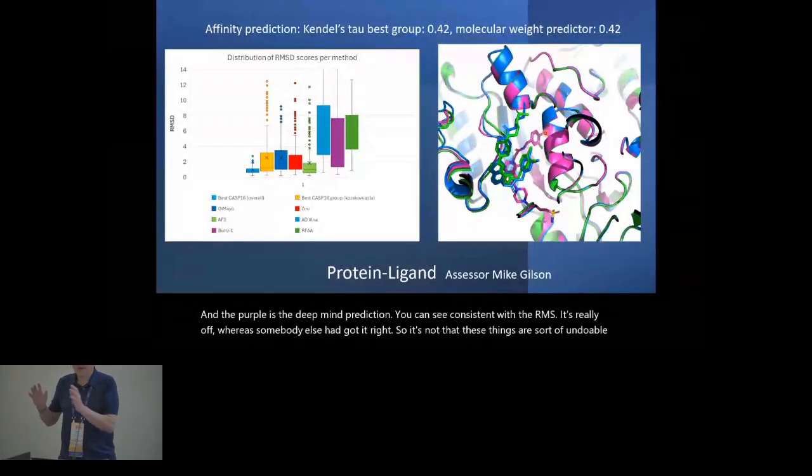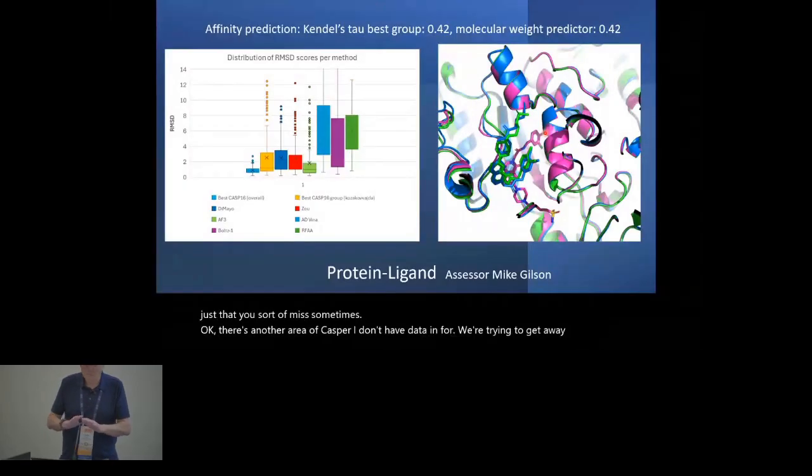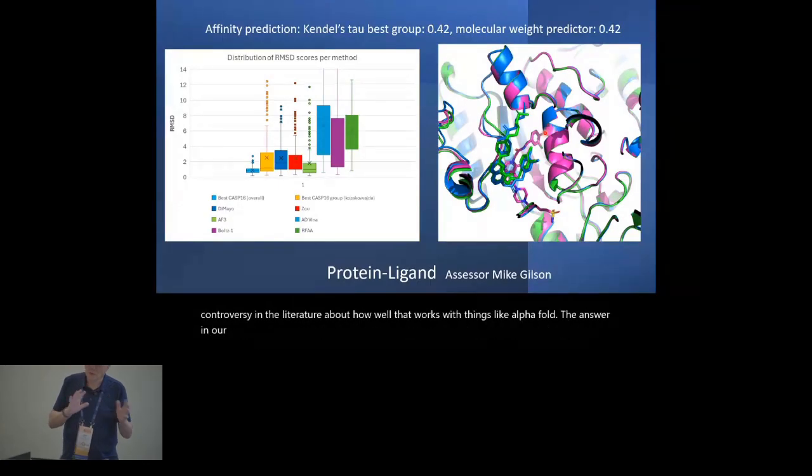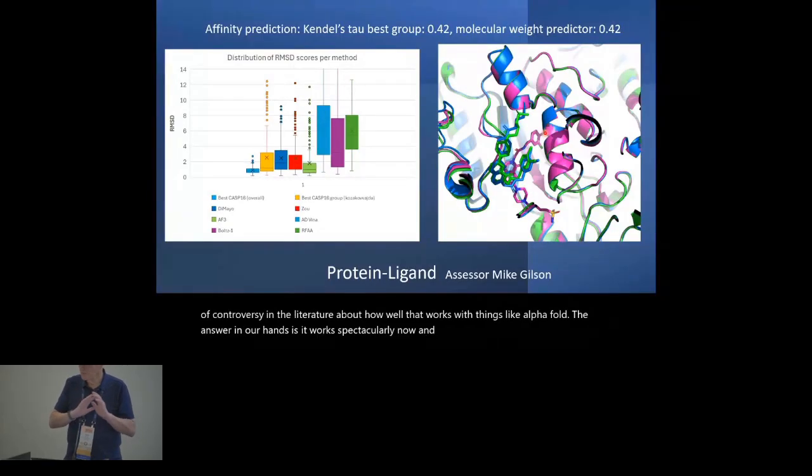Okay, there's another area of CASP I don't have data for. We're trying to get away from one sequence, one structure, and look at ensembles. Some of you may be aware there's a lot of controversy in the literature about how well that works with things like AlphaFold. The answer in our hands is it works spectacularly now and again, but generally doesn't work. So I've not got data for that, but it's another area where something needs to be done.